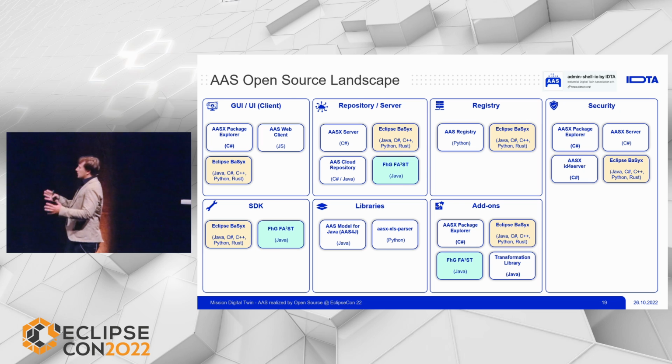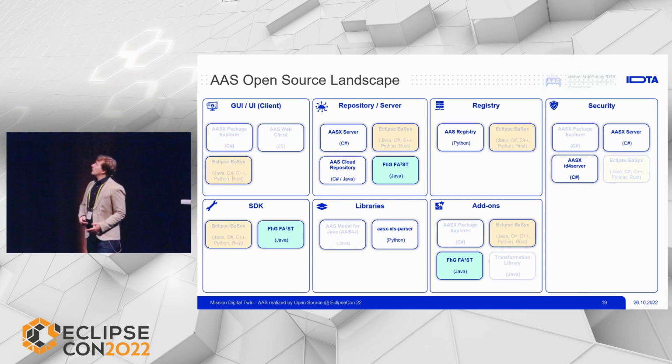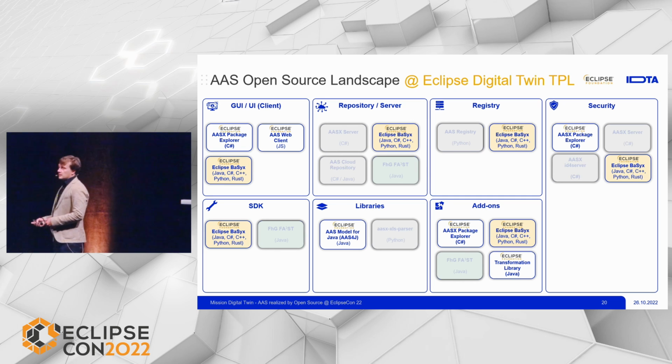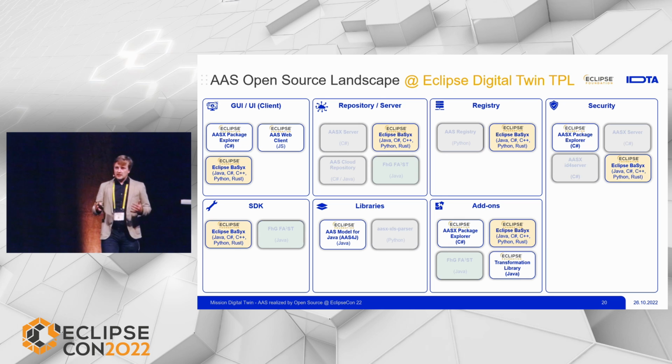So what we're doing now, our first step, of course, was to bring some projects to the Eclipse Foundation, which are seen here. For example, the Package Explorer, the AAS Web Client. BaSyx was already there, but now it's part of the top-level digital twin. And the AAS Model for Java, which also contains the transformation libraries. And today, I'll be talking about these 4 projects at a rather high level so that you can have an idea of what is going on in the AAS.